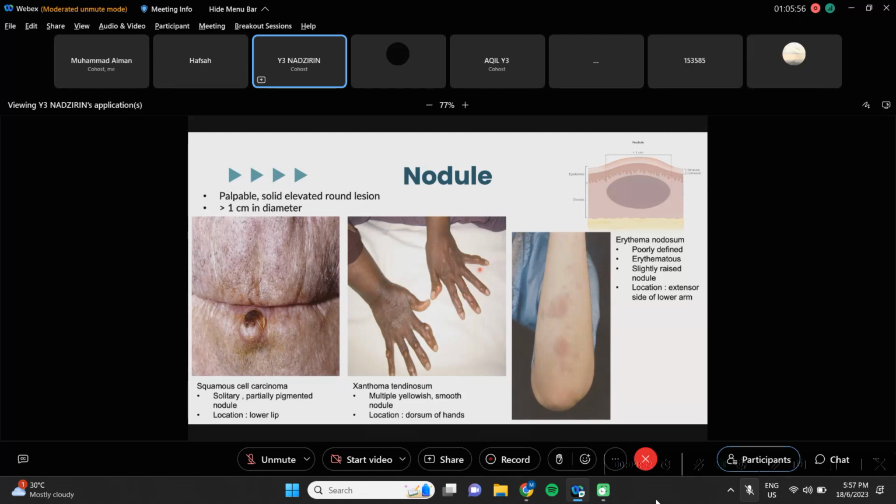We can describe it as multiple yellowish nodules. And in the patient with erythema nodosum, we can see this is a poorly defined erythematous, slightly raised nodule. We can see there is redness.